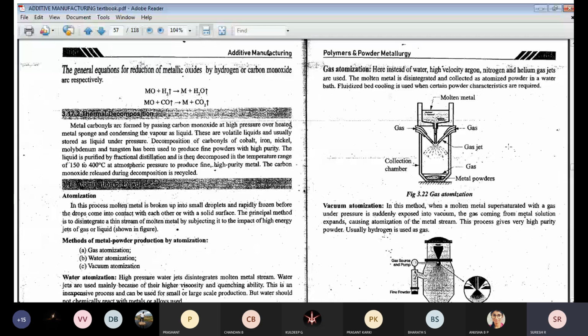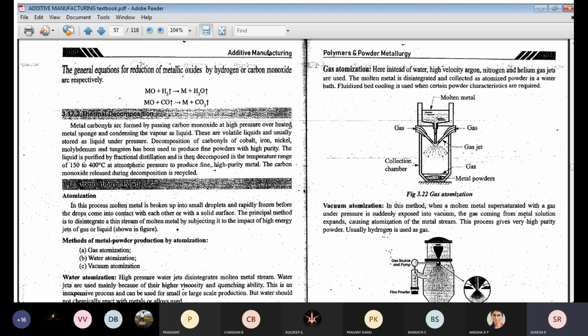The molten material is poured over here. As it comes out, the high-pressure gas is sent out against it. We get the fine powders at the bottom, and the gas is released on the other side. So both work the same way; the only thing is the medium is changed over here. This is the gas atomization process.